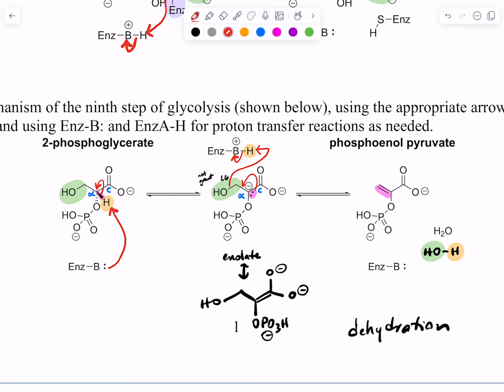You're going to see that type of reaction. Are you going to see that reaction? Yes, probably in a future metabolic reaction.